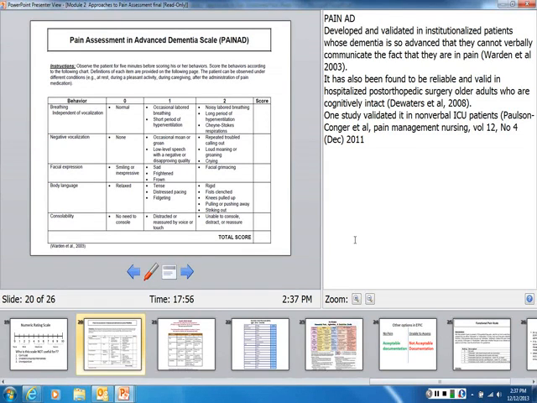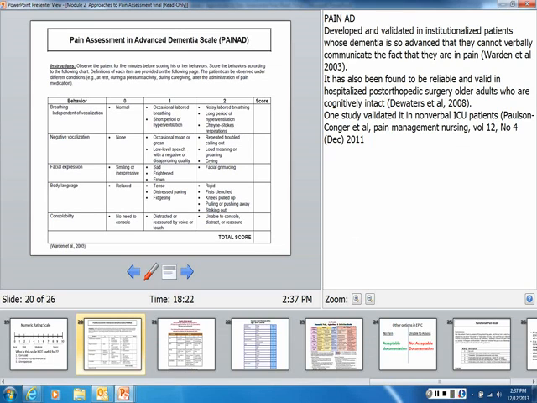It was validated back in 2003. However, since then, it has also been found to be reliable and valid in both hospitalized post-orthopedic surgery older adults who are cognitively intact, that was in 2008, and more recently, one study validated it in non-verbal ICU patients back in 2011. So you can see how this tool works.